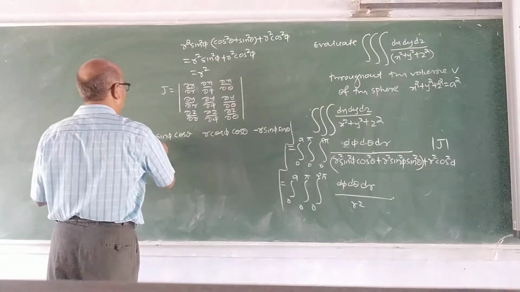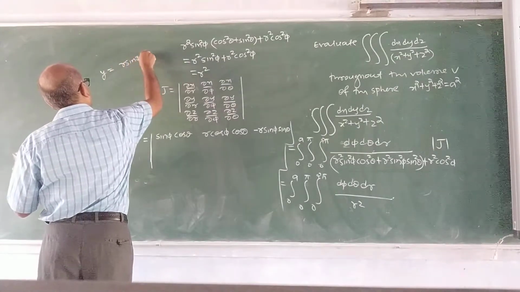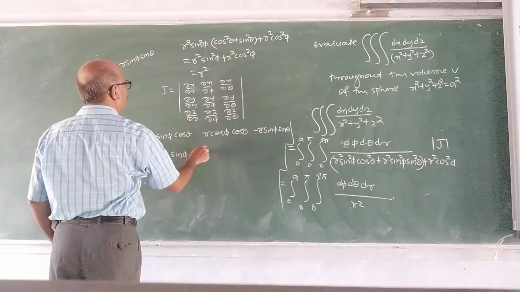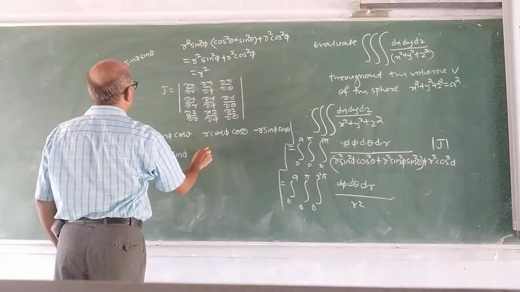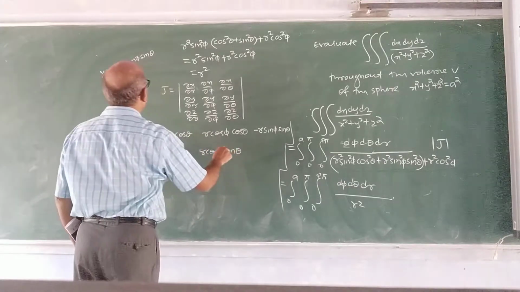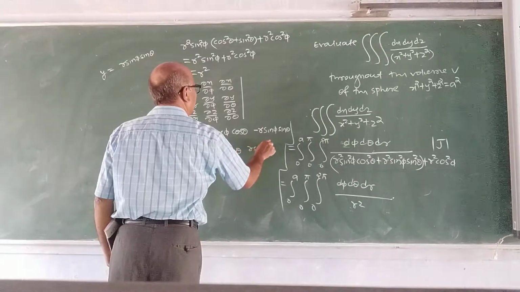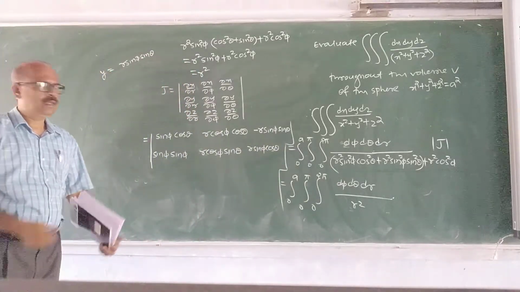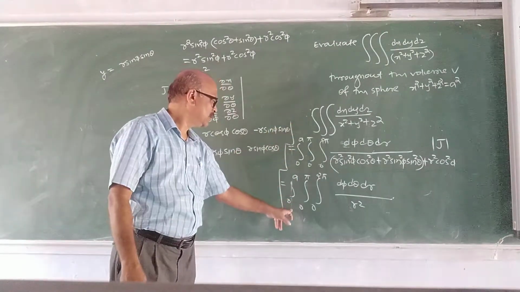What is del y by del r? y is r sin phi sin theta. Del y by del r is sin phi sin theta. Del y by del phi is r cos phi sin theta. What is del y by del theta? r sin phi cos theta. On the right hand side there should be a straight line, because the determinant notation is this straight line.